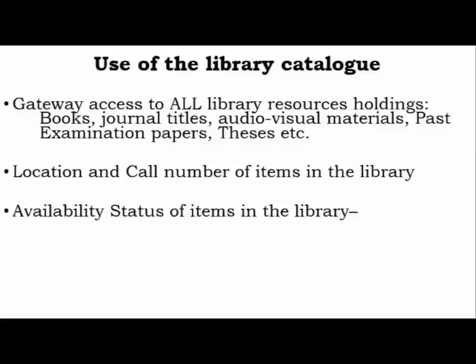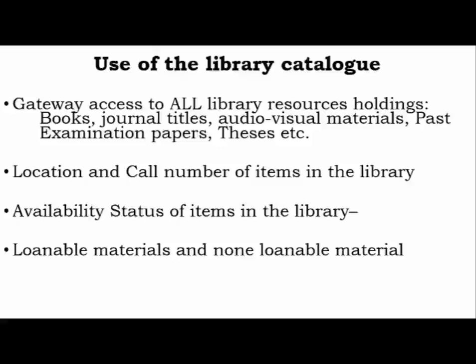The Library Catalogue is also used to provide details on the availability status of the items in the library. That is to say, is the item already on loan, or is it lost and paid for, or is it available in the library? The Library Catalogue also communicates details on the loanable materials and non-loanable materials, such as reference books, which will be used within the library building only. So those are non-loanable materials.